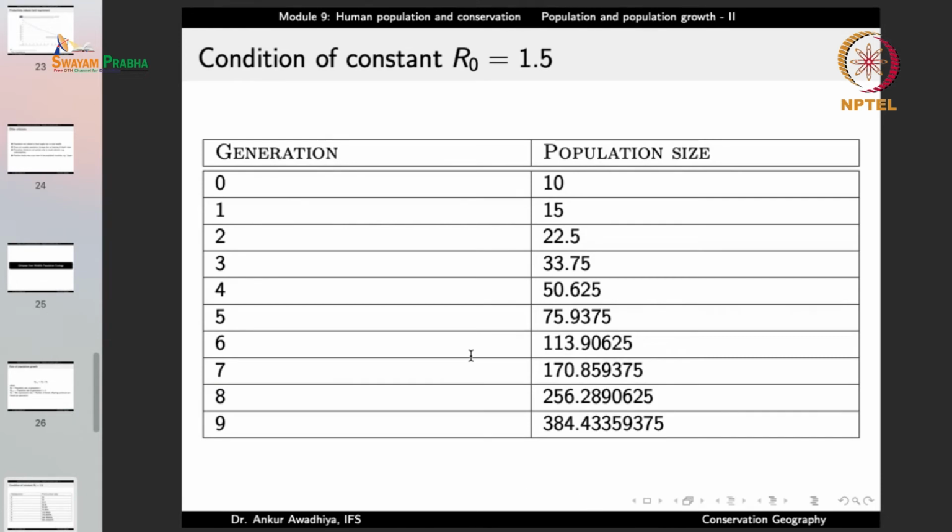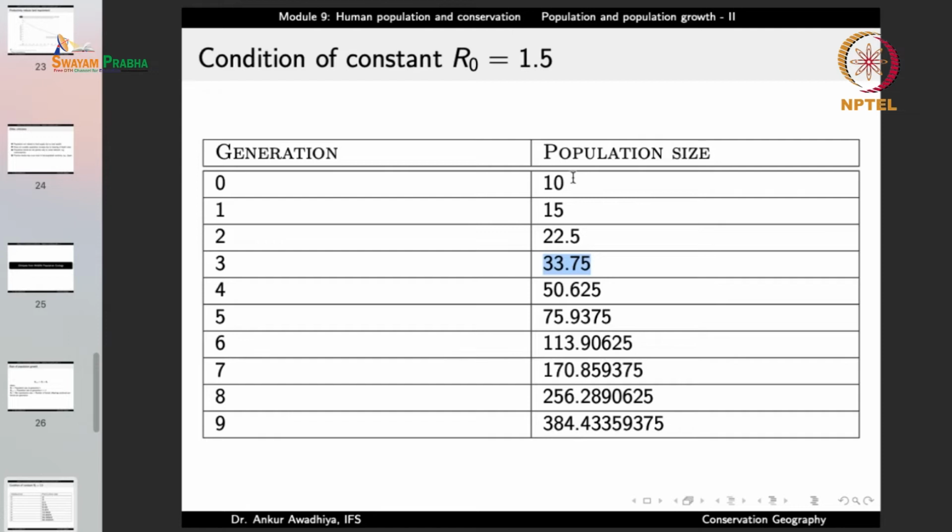So if we take a constant R0, say R0 is equal to 1.5, and we begin with a population size of 10, in that case, how will the population change with time? So in the first generation, the population is R0, 1.5, into 10. So 10 into 1.5 is 15. In the next generation, we will have 15 into 1.5, which gives 22.5. In the next generation, we will have 22.5 into 1.5, which is 33.5, and so on.